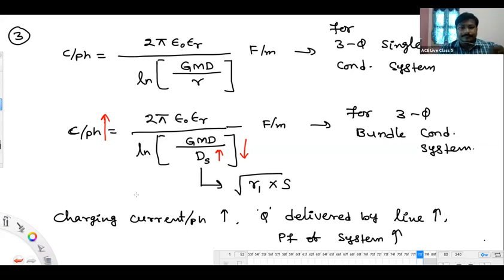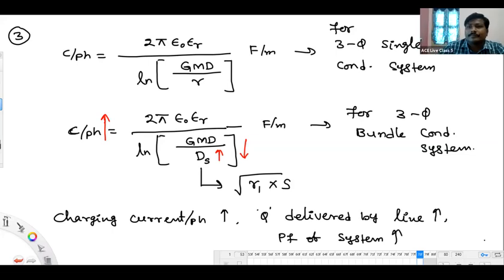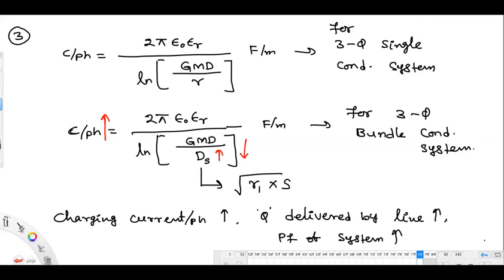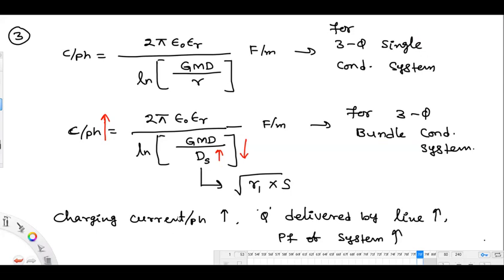Vishnu Ajit. Hello, sir. Tell me, Vishnu. Sir, my doubt is regarding corona. You did mention that in order to reduce corona, we use bundle conductors. And mainly this corona occurs due to high electric field intensity. Yes, high electric field intensity.